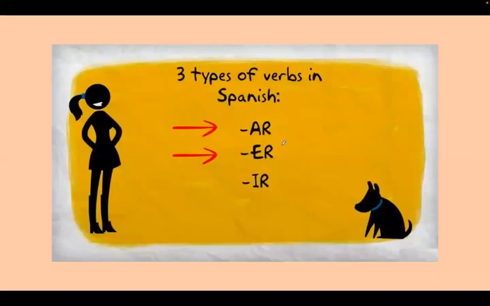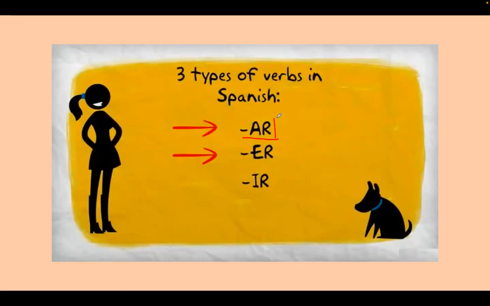Hola a todos. So we have studied the AR verbs before. I'm going to link the explanations of those AR verbs in this video, so you can see it if you need to remember.